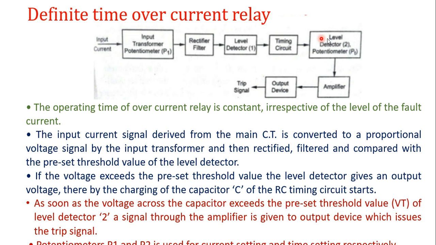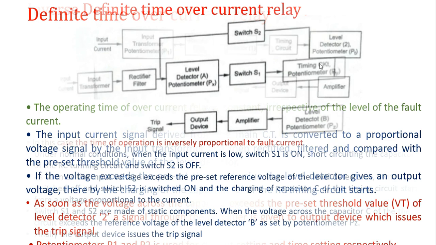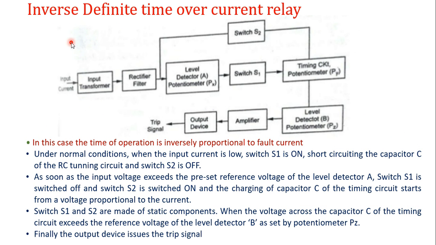But once we set the time of operation, it will work with the same time irrespective of the input current. It does not depend on the fault current. The time depends on the settings we have given here in the timing circuit. This is called definite time over current relay. Another type is inverse definite time over current relay.